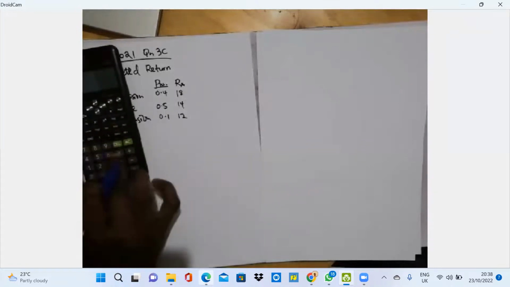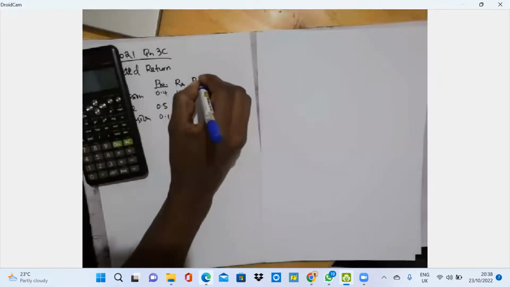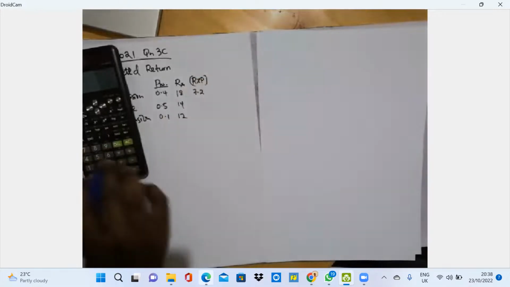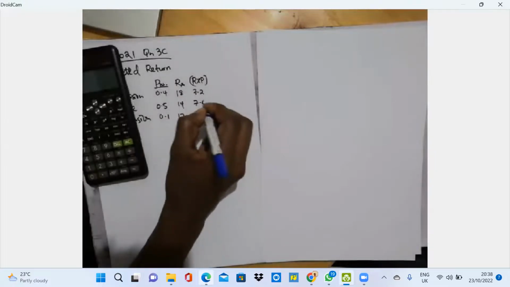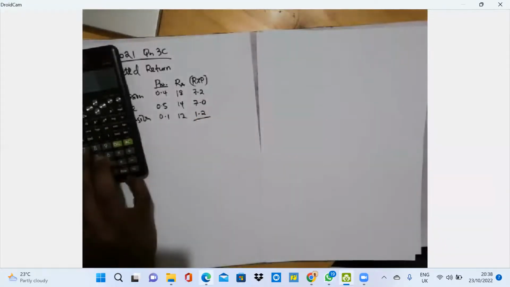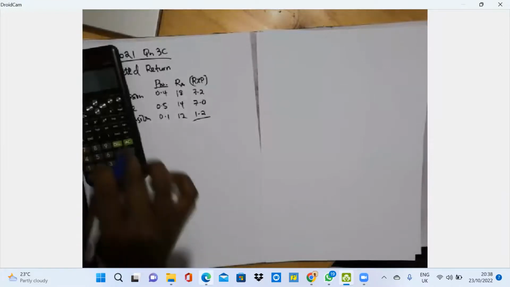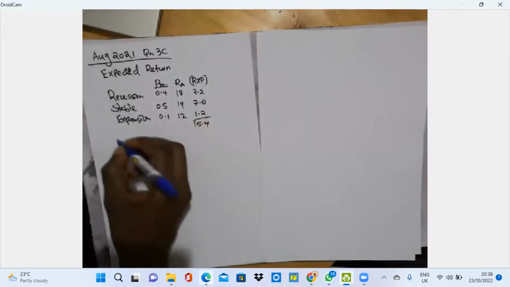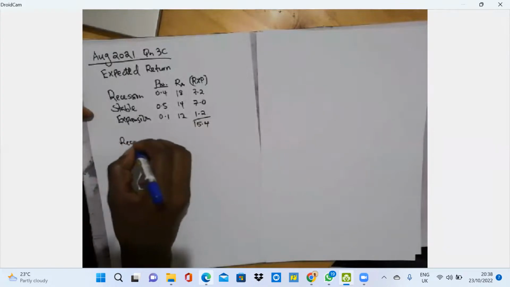So 0.4 times 18, that is 7.2. Return times probability. 0.5 times 14, that is 7.0, and then 0.1 times 12, that is 1.2. Then you get the sum, 7 plus 7.2 plus 1.2. So that is 15.4.